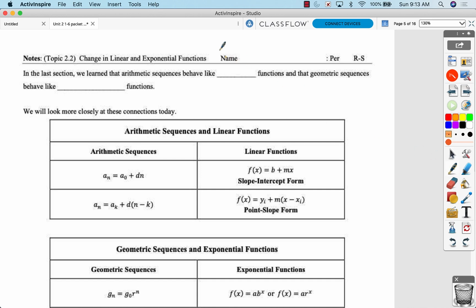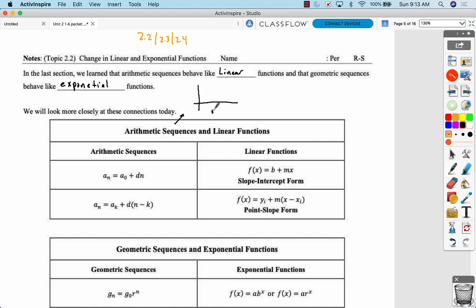Okay, in this video we're going to do 2.2, 2.3, and 2.4. I'm going to try to be quicker, but in the last section we learned in 2.1 that arithmetic behaves like linear and geometric behaves like exponential. Okay, so basically what this is saying is these things act very similar.